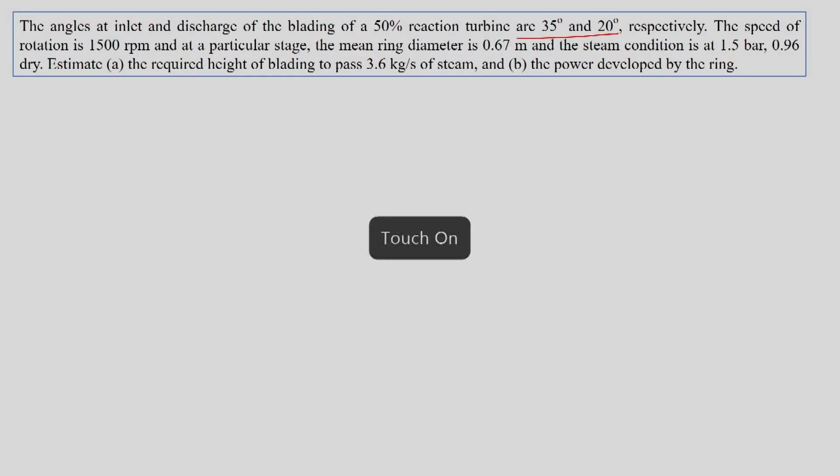Here the very first thing given to us is the degree of reaction, lambda, which is equal to 0.5, and we know beta 2 is equal to alpha and beta 1 is equal to delta. Or, if we name alpha 1 and alpha 2, then beta 2 is equal to alpha 1 and beta 1 is equal to alpha 2, and this is given to us.